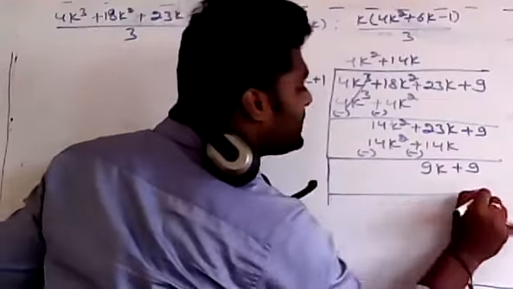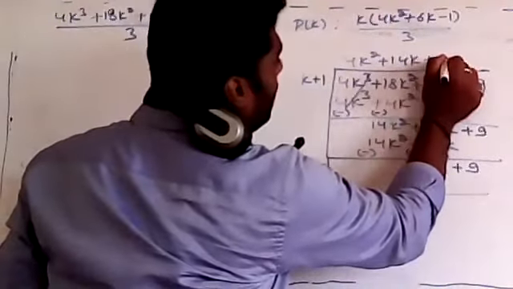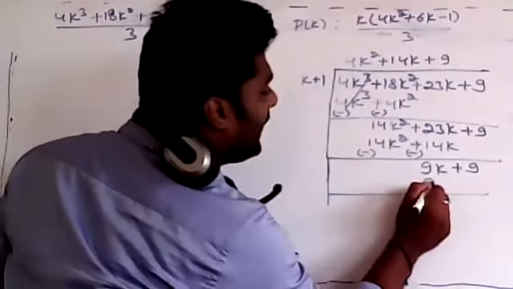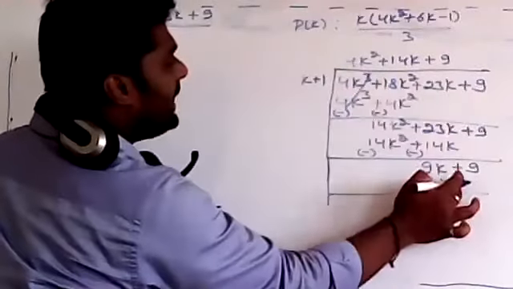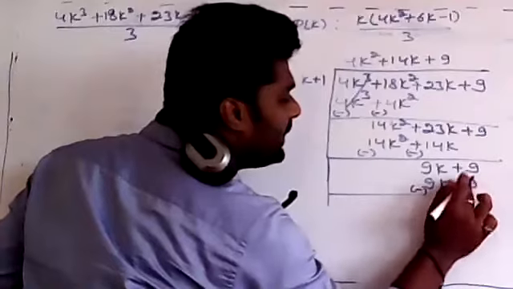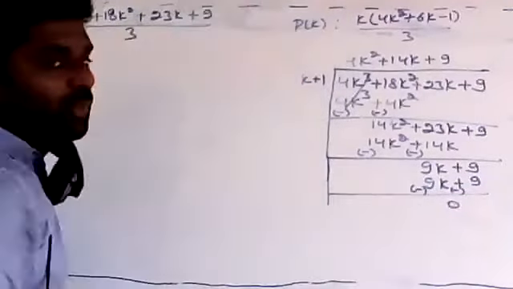Now we have to balance for this one, last one step. We have to multiply it by 9. So we get what? 9 into k is 9k, plus 9 into 1 is 9. Change the sign here and you'll get the answer. Till we get the 0, we have to continue.